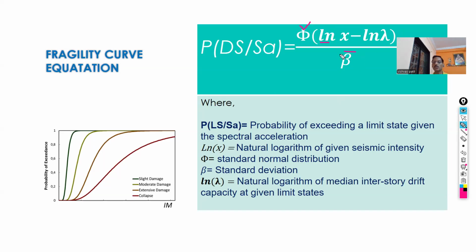So here there are only two parameters. We have to calculate beta and we have to calculate lambda. Once we calculate these two, very easily we can develop the fragility curve. Lambda value and beta value change for different damage states, and these are to be estimated from the structural analysis. Now, what is the structural analysis that we'll see?